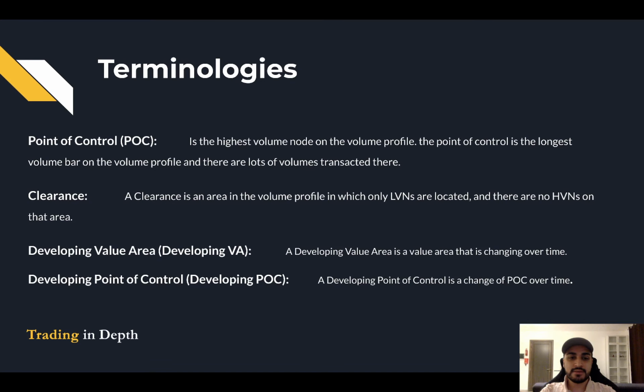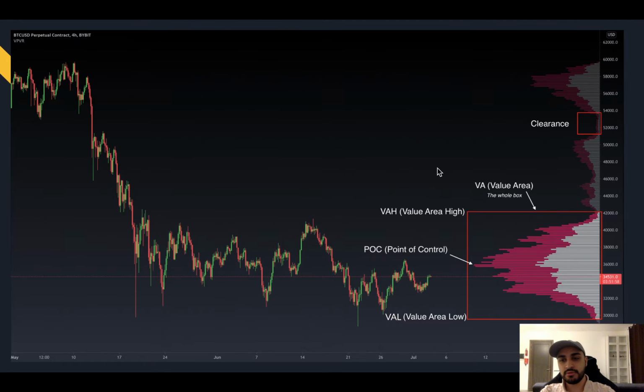Okay, let's go back to our terminologies. You have areas that are called clearance. A clearance is an area in the volume profile in which only LVNs are located and there are no HVNs in that area. Let's go back to the chart and show you what I mean. If you see here, we have a clearance. We have a lot of low volume nodes all together and it forms a region.